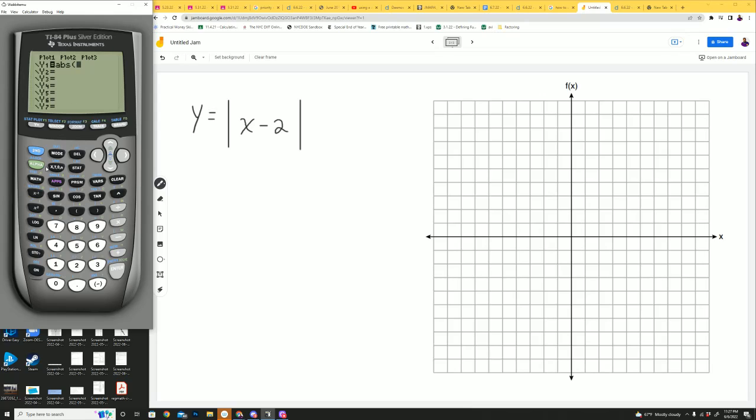Now I'm going to put x plus 2 and close my parentheses. We can take a look at what the graph looks like. Alright, it's a V shape, so I know it's an absolute value function. Then if I want to figure out points to plot on the graph, I hit second, go back to table, hit the table button, and now I have a bunch of points here.